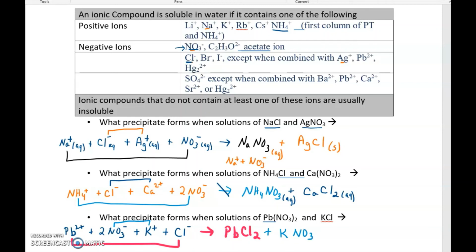And then we need to look up here and see if these things are soluble or not. Potassium is right here, and nitrate is here, so that's doubly soluble. So we'll put aqueous, that's not going to be a precipitate. Chloride is right here, and it's soluble except when combined with lead. So this is going to be a solid and will precipitate out of solution.